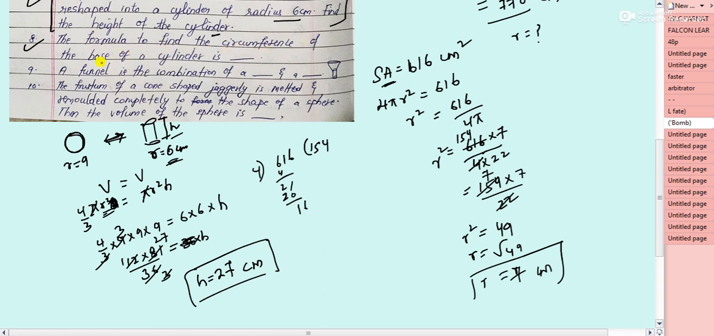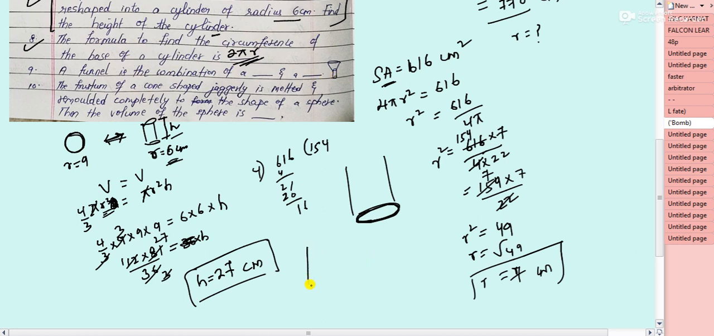Moving to question number 8. The formula to find the circumference of the base of a cylinder. Okay, so again this is the cylinder base. So it is in the shape of a circle. So the formula for the circumference of a circle is 2 pi r. That's all.